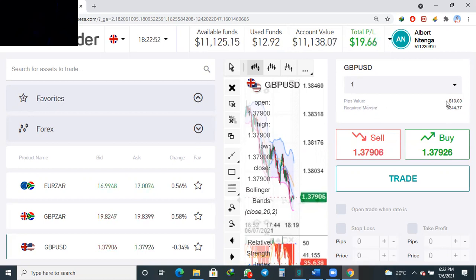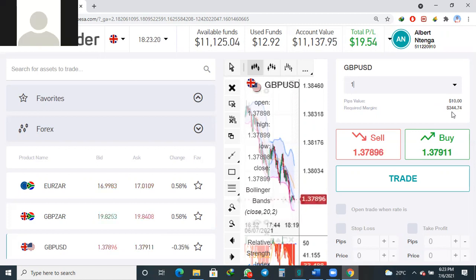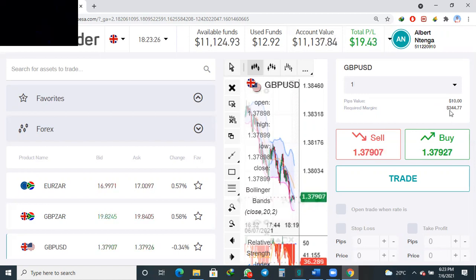Now pip value is not something to consider, because it's just a determinant of the amount of profit you will get out of that trade. The thing that should concern you is the required margin. It's 344, and remember your account value is $100. This is way above your account value. So even if you place this trade, it just can't go through, because the required margin is 344 and your account value is 100. So you are short by $244.